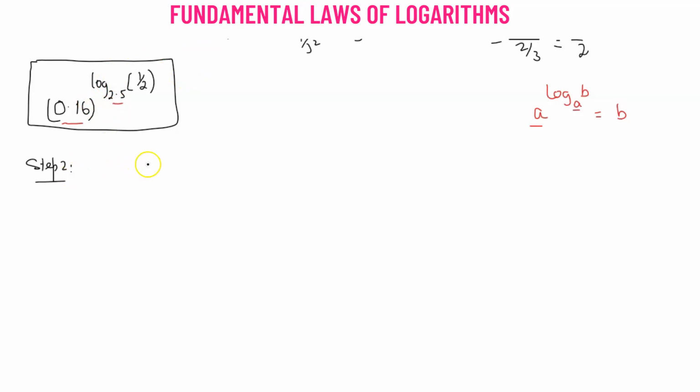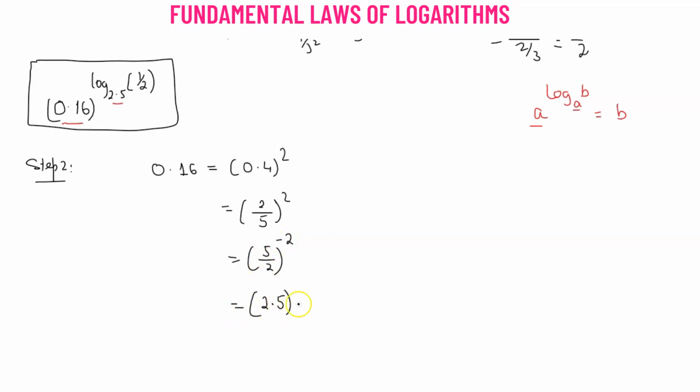Let's do that. We know that 0.16 is 0.4 squared. So when we square 0.4, we get 0.16. Now 0.4 is also 2/5 in rational form. So we have 2/5, or we can say 5/2, that means we take the reciprocal and the power becomes -2. Now 5/2 is 2.5, so we have 2.5 raised to the power of -2. So we found the relationship. That means 0.16 is the same as 2.5 raised to the power of -2.